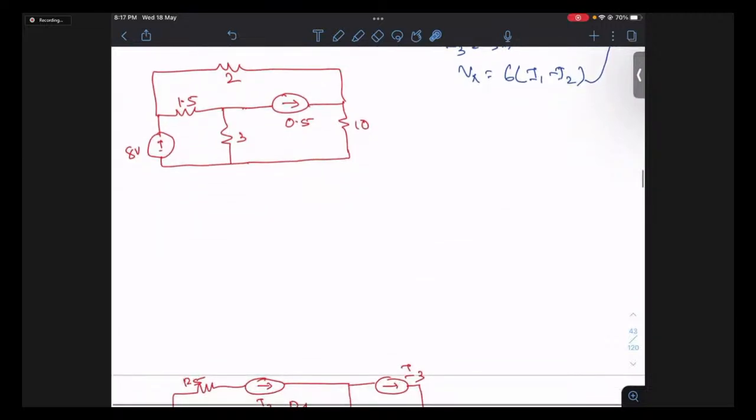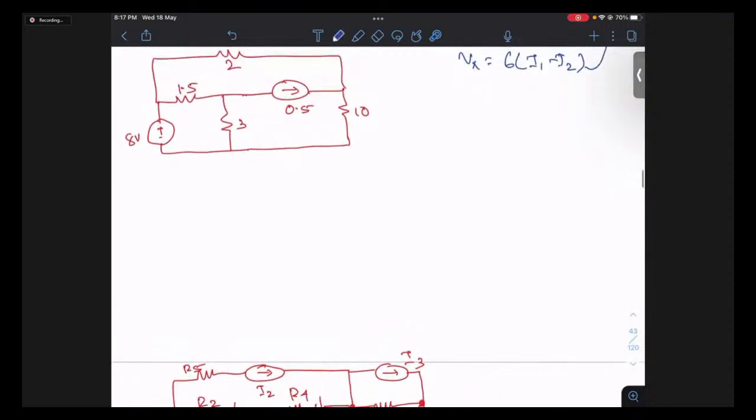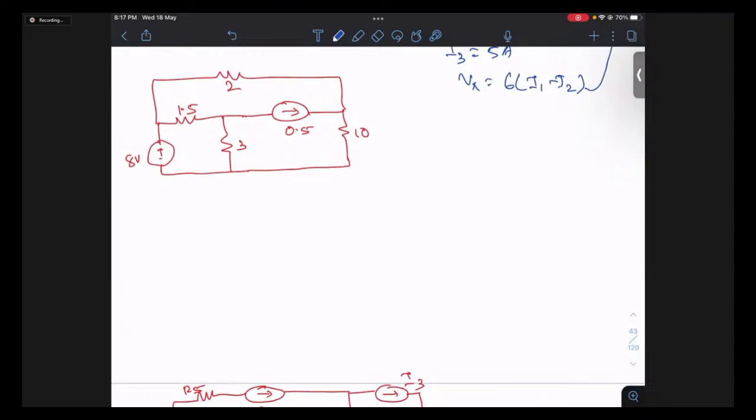Now let us see this. Do you think here we need a super mesh? Tell me, yes or no? Do we need a super mesh in this case? Yes, we need it. Why? Because this current source is separating this mesh and this mesh. So we need this.